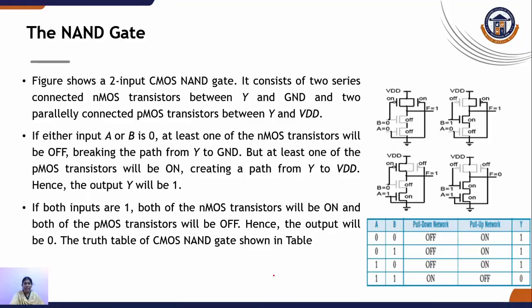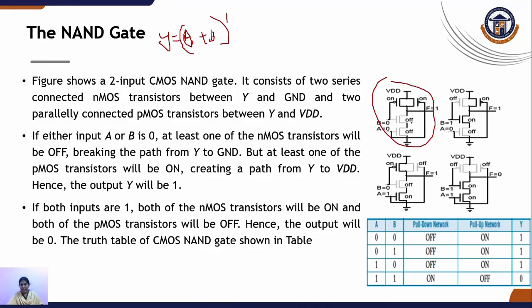Similarly, we design the NAND gate logic, the CMOS NAND gate. So what is the equation of the CMOS NAND gate? Y equal to (A plus B) whole dash. Here we have how many inputs? A and B. So we need two NMOS transistors and two PMOS transistors, designed in the way of CMOS logic. So this is the CMOS NAND gate implementation.